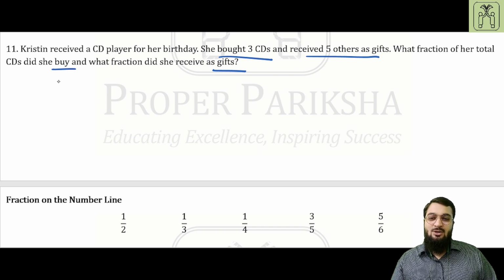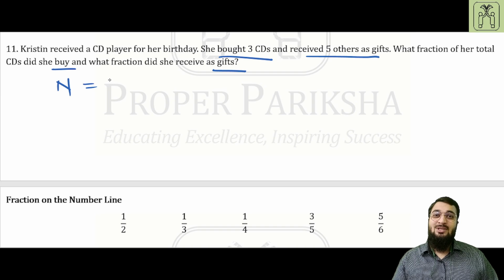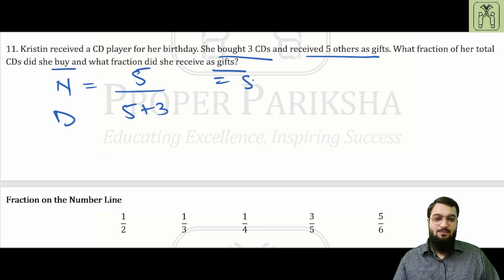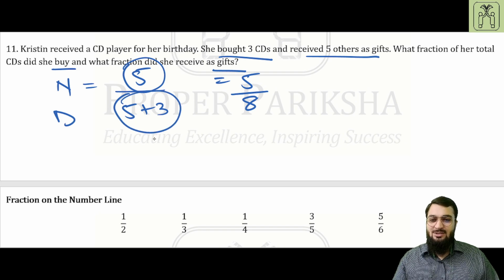As you know, the numerator is the part related to the number of parts that we are talking about, or the concerned number of parts. So received as gifts is 5, and the denominator will be the total, that is 5 plus 3, which is 5 upon 8. So it is very simple. The numerator is something about which we are talking, and the denominator is the total number of parts in which that particular thing has been taken from, or that is divided into.